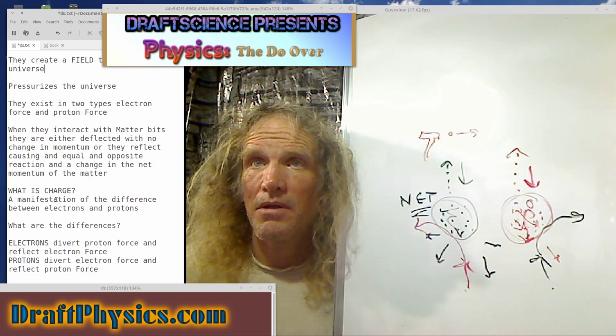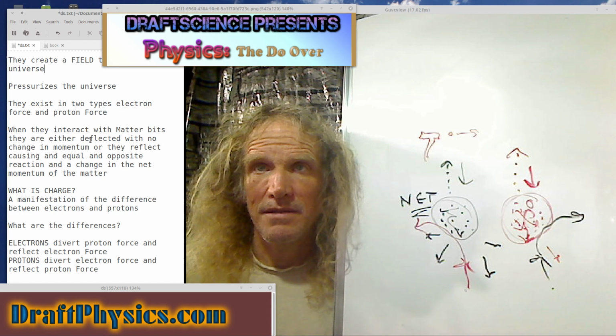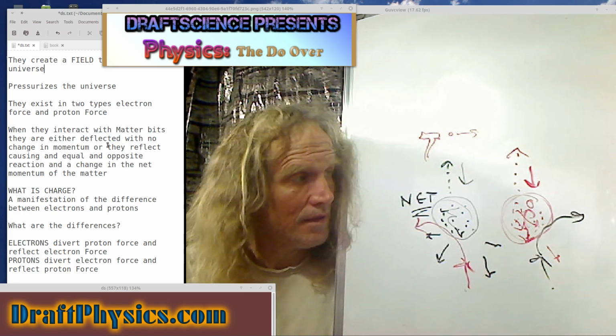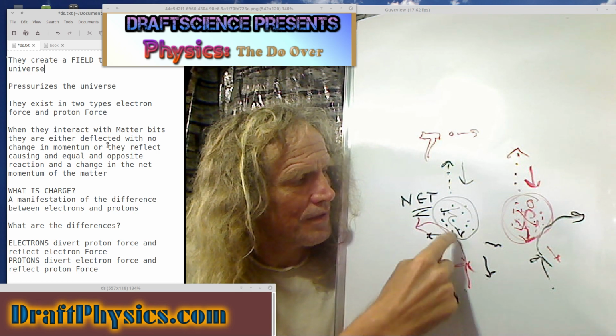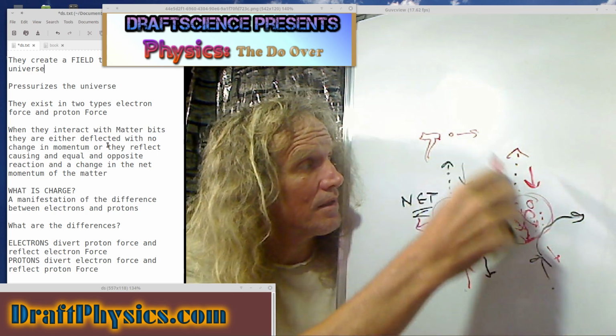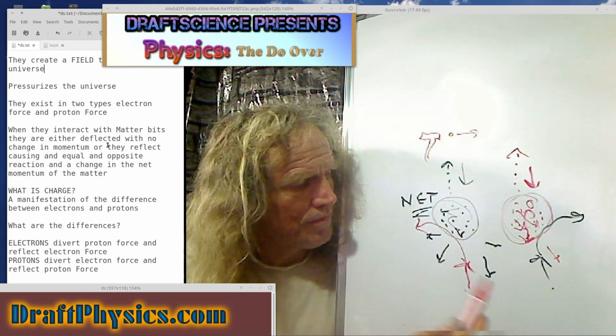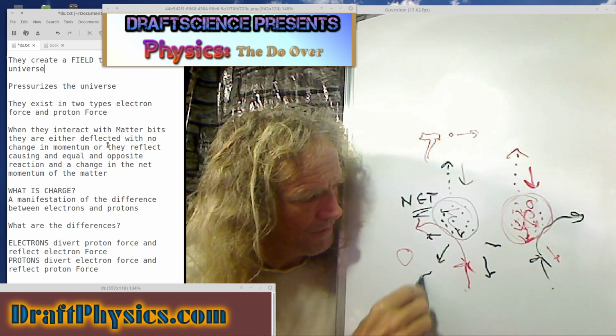Let's scroll up a little further. Okay. When they interact with matter bits, they are either deflected, as explained. The proton deflects the black stuff, the electron deflects the red stuff. So understand the force has two identities. So the stuff moving the speed of light is either this or this.